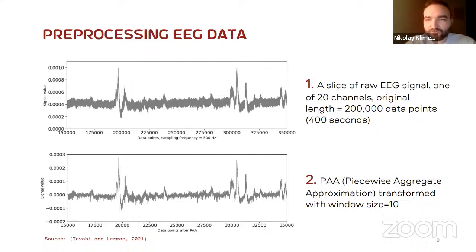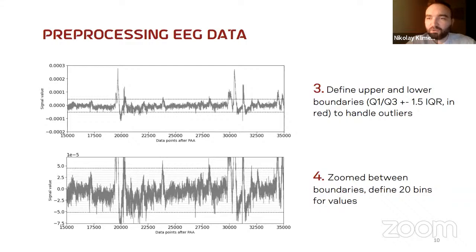And the first thing we want to do is to reduce dimensionality, to somehow discretize our signal. In the first step, we reduce dimensionality along the x-axis, by time. We simply pick a window size of 10, in our case 10 data points, and we just average the value of the signal in this window. In this way, we preserve the shape of the data, we preserve some patterns that may be present there, but at the same time, we drastically reduce dimensionality. Now, instead of 200,000 data points, we have only 20,000 data points.